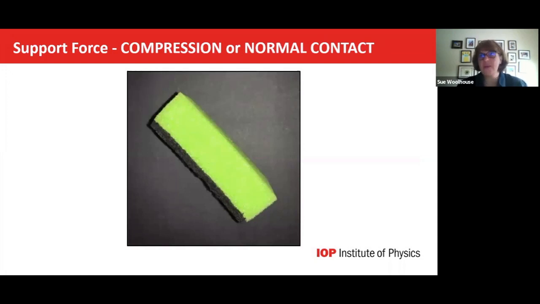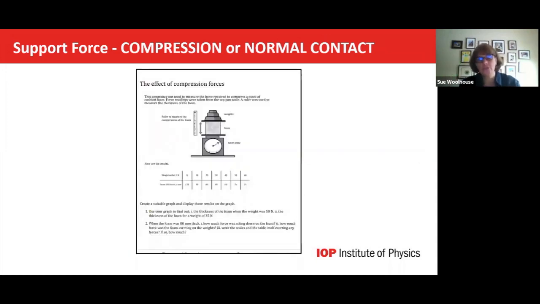Now let's think about compression or normal contact force. And you might already have linked the sponge to compression or normal contact force. And compression forces can be experienced by a balloon, again, pushing the sides of the balloon and feeling the pushback, or indeed compressing that sponge. And here's a quantitative investigation from IOP Spark, and it uses very similar skills to the stretching the spring experiment, but we can actually quantify the amount of compression and plot graphs in a similar way. And there's another example of how a quick demo can be expanded into a larger investigation.